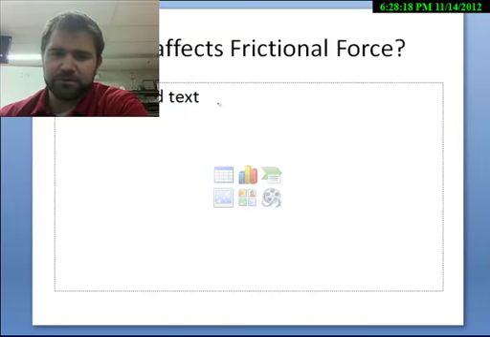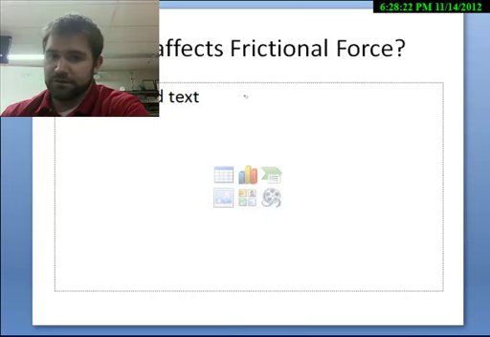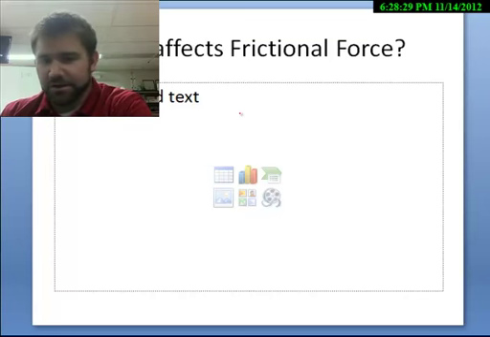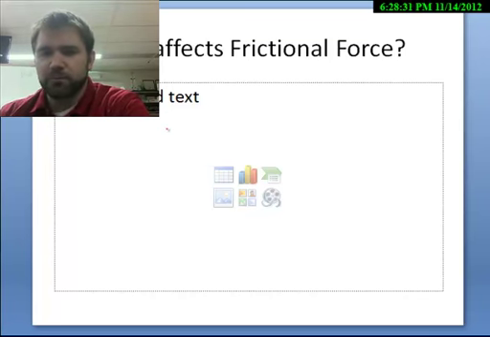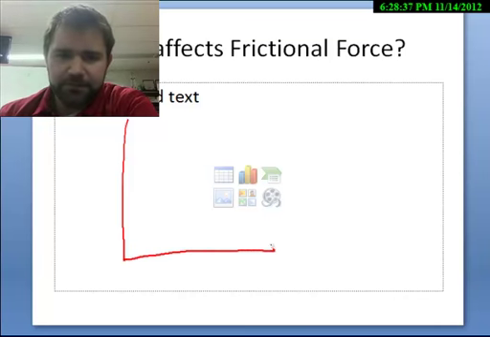Okay, what affects the amount of friction between two surfaces? The first obvious one is the two surfaces involved. A box is easier to push across an ice rink than it is carpet. We'll talk more about a coefficient of friction relative to different surfaces later.